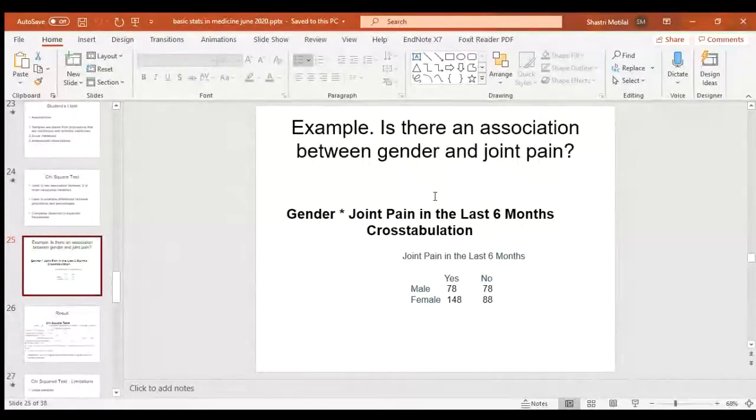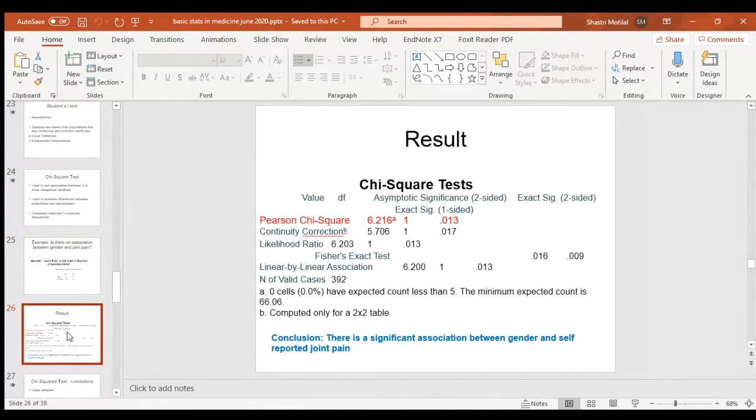What we found is that we measured probably about 300 plus people, and you're able to compile the data into the table you see on this slide. Here we see 148 females say yes, they had joint pain compared to 88. But you can't just look at the actual numbers. You have to calculate the percentages and the proportions. To do that, you enter the information in a software package like SPSS, and it gives you this output. So look at this output.